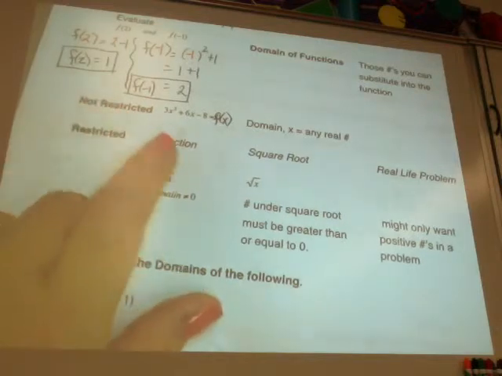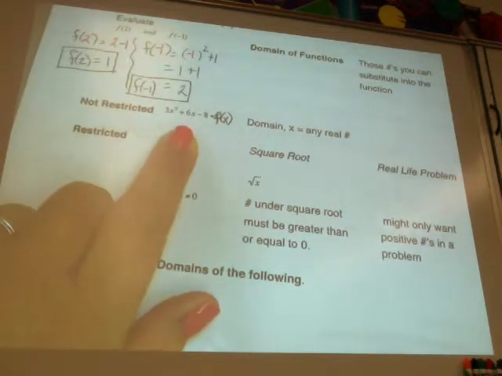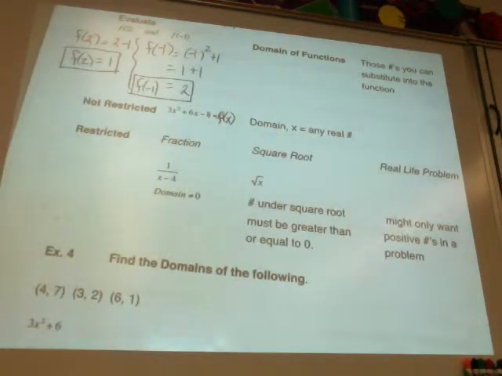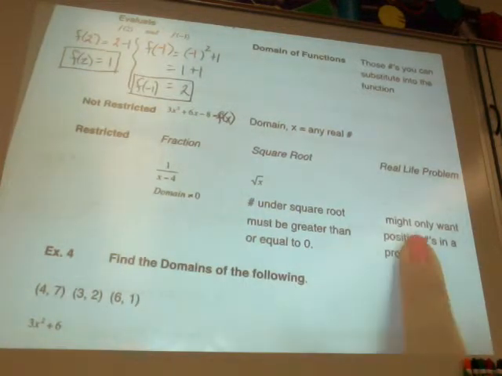Something like this has no restrictions because your x is not in a denominator and it's not underneath a radical. Those are typically the things that are going to affect the domain. If there's a radical in the problem or if the x is in the denominator, because what can the denominator of a fraction not equal? 0.